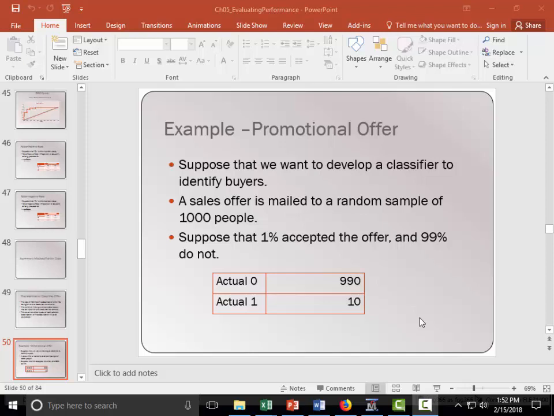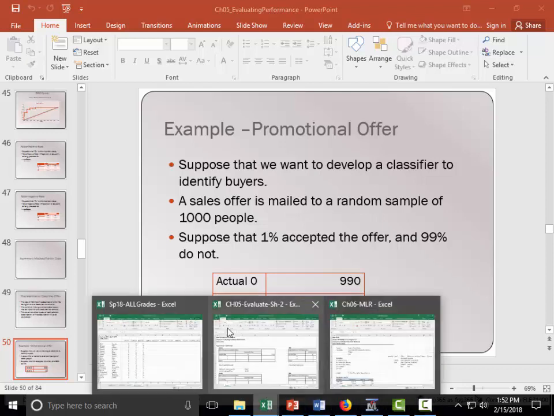Right. So I'm going to go back and review one more time how you examine asymmetrical costs for your classifications, right? And this is the example that we saw. You have the actual data, 1,000 people, actual zeros are 990, actual 1 is 10. So 1 is the event of interest.